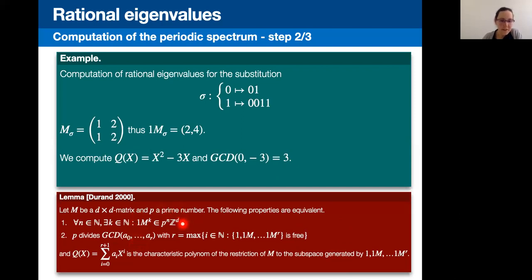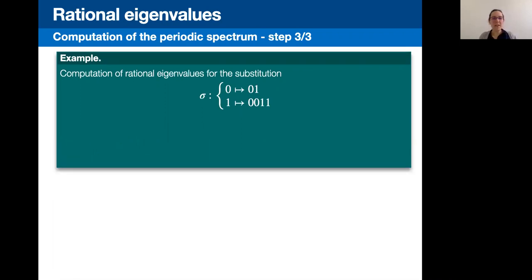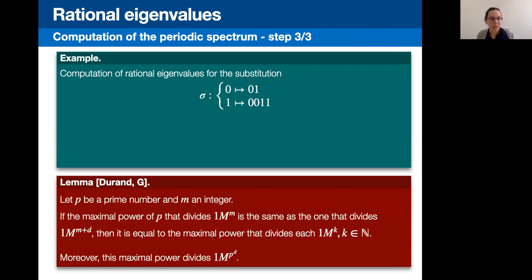So we can conclude that 3 will appear in the periodic spectrum with an unbounded exponent. That's to say that all the 3 to the n belong to this periodic spectrum. And as a consequence, we know that the prime number 2 belongs to this periodic spectrum, but with a bounded exponent. So the final step is to determine which is the largest exponent of 2 that appears in this periodic spectrum. So the third lemma we will use is the following.